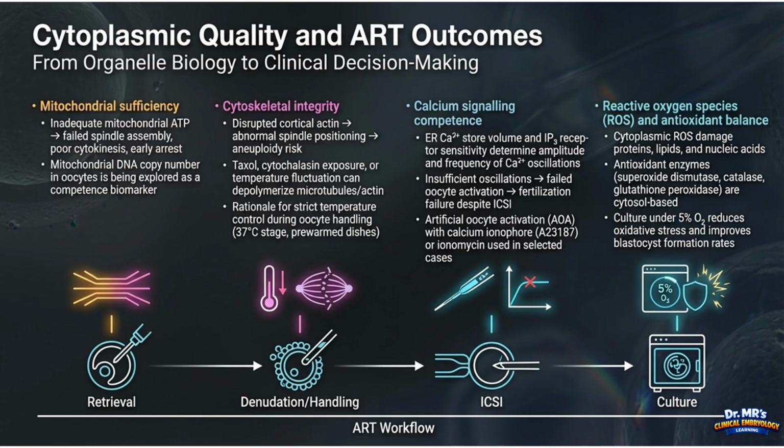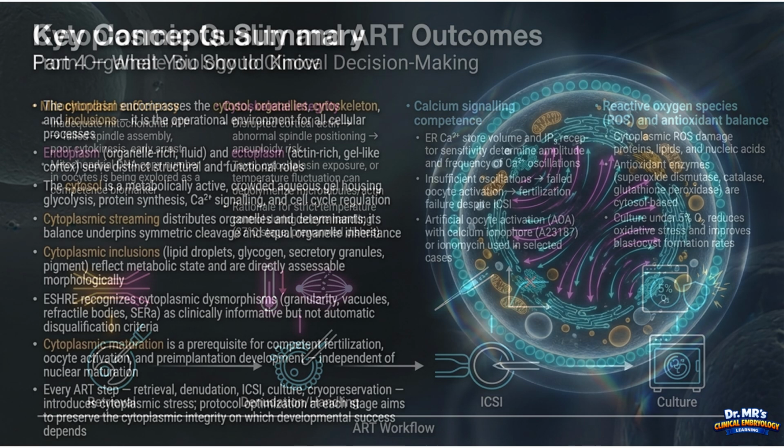Culturing embryos under reduced oxygen tension, 5% oxygen rather than atmospheric 20% oxygen, significantly reduces cytoplasmic oxidative stress and improves blastocyst formation rates. This is why all contemporary high-quality embryology laboratories use low-oxygen incubation conditions. The rationale goes directly back to cytoplasmic chemistry.